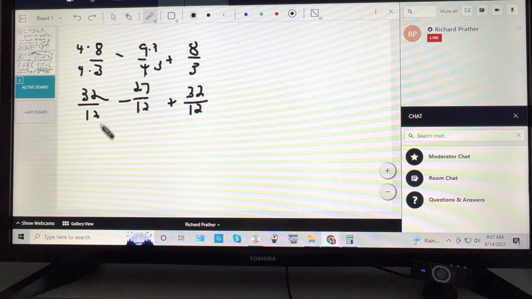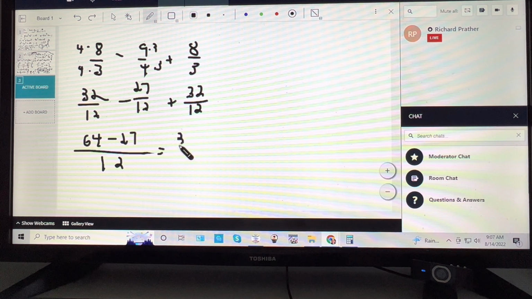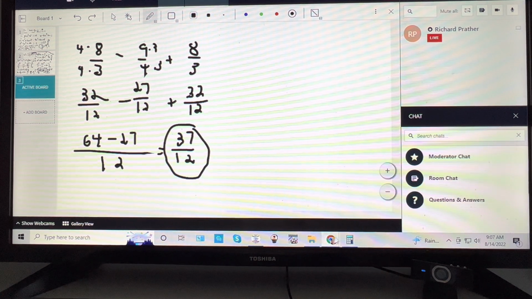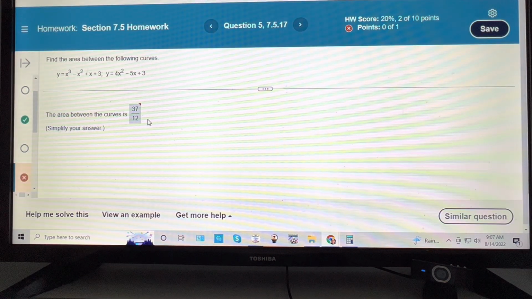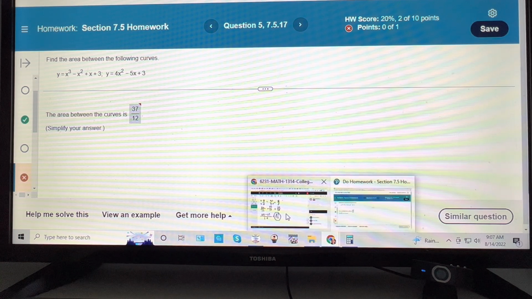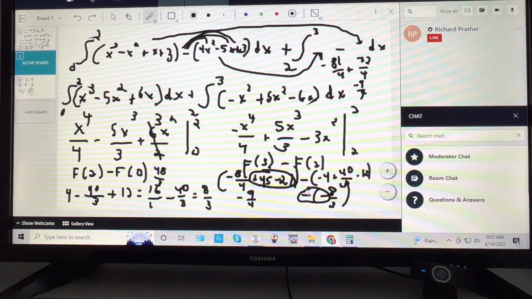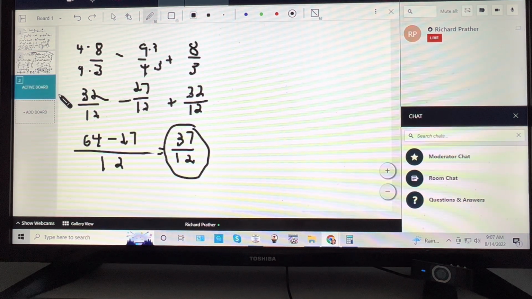So 32 plus 32 is 64 minus 27, all over 12. And that's 37. 37 over 12. That was it. So just that one little sign mistake right here. I was assuming it was just minus 8 over 3, but it was actually minus negative 8 over 3. So that settles that one, at least. That's how number 5 should have gone yesterday.